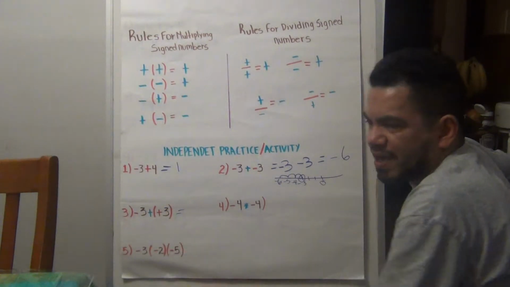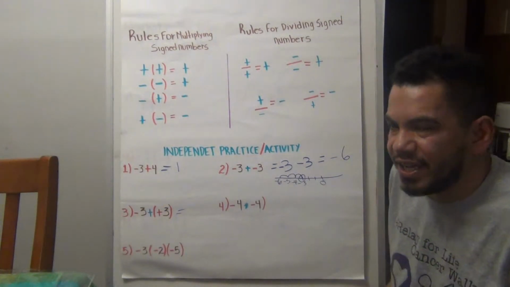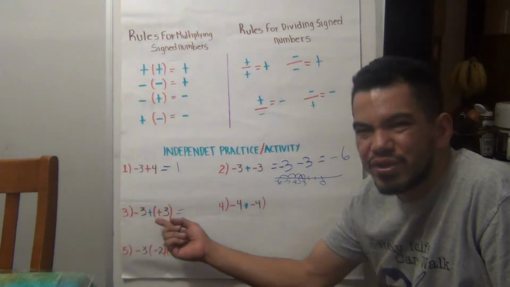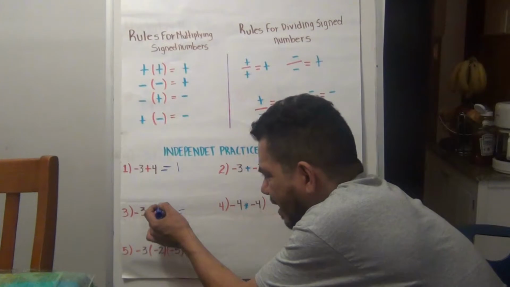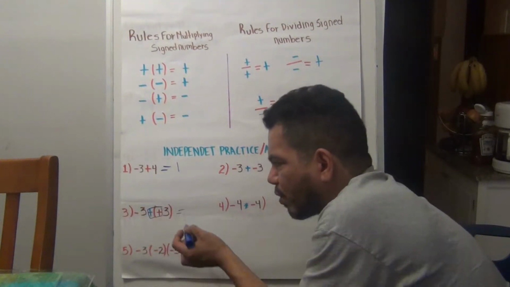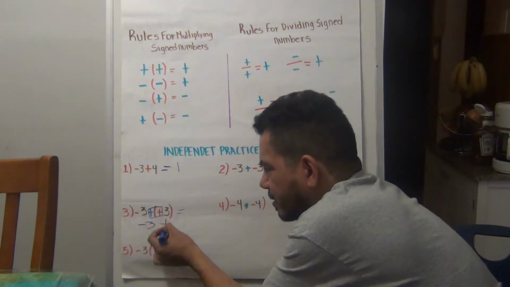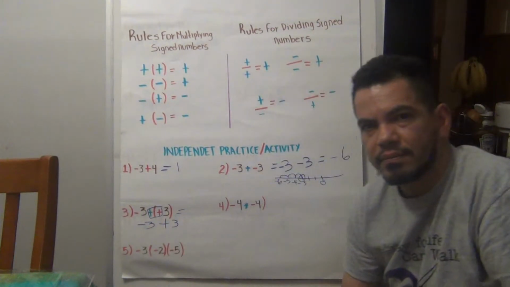Negative 3 plus positive 3. That's so corny. You know why? Because you don't want to have plus positive. And anyway, you have two signs there. So you know what? Take the two signs and multiply them. What do you end up with? You end up with negative 3 plus 3.